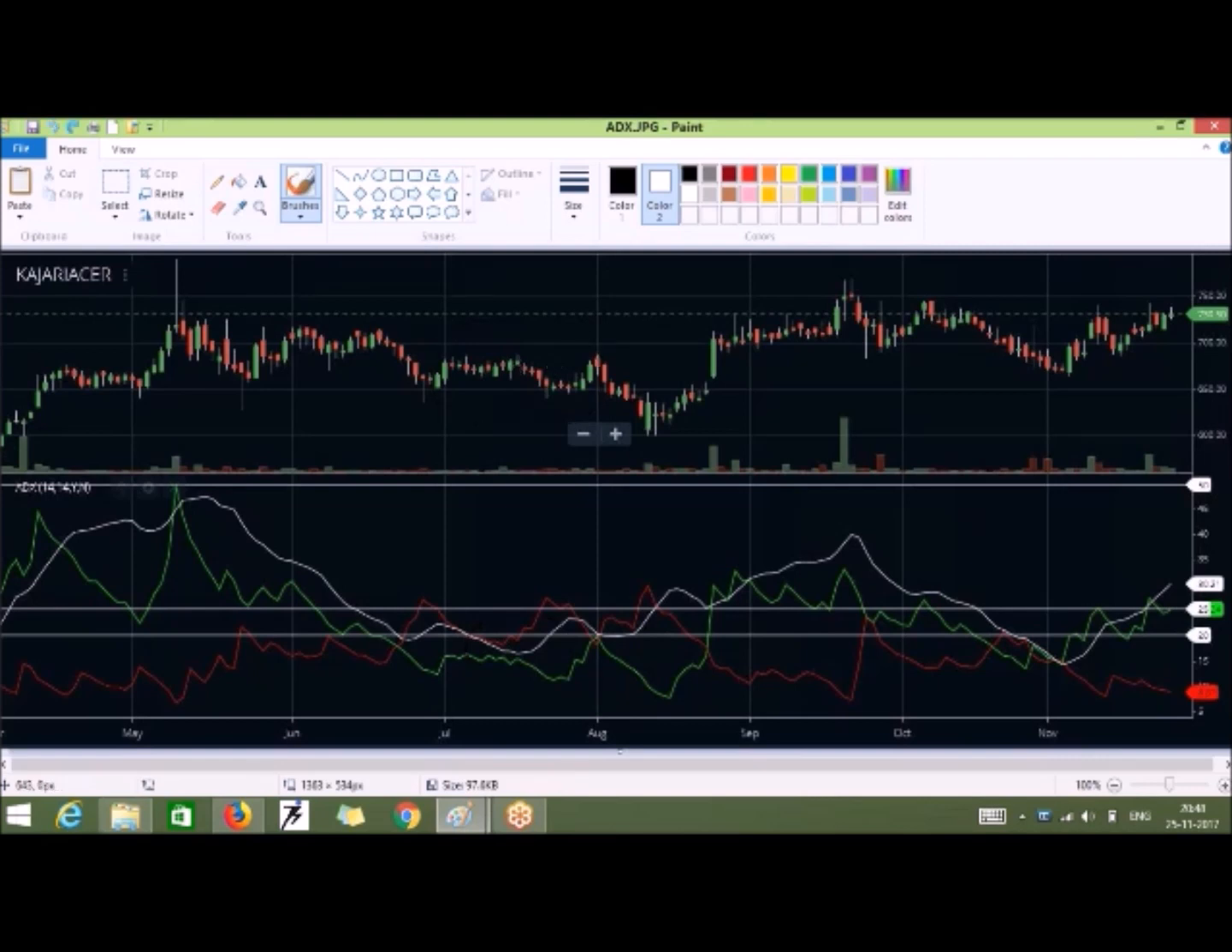The next one is ADX above 25 indicates strong trend. This one is the 25 line. You can see here ADX is above 25, so you can see that there is a strong uptrend.